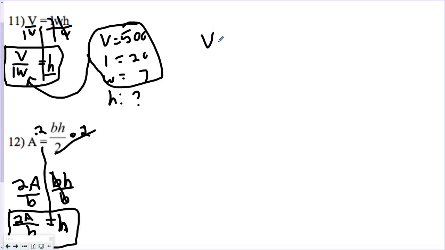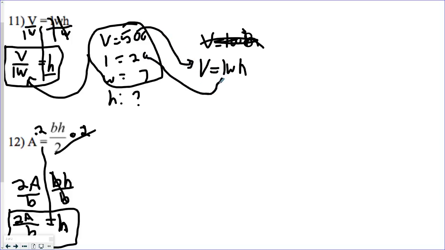Whereas if I had the formula I started with, I would plug in, whoops, that's an H there. My bad. Let me see if I can't do that better. V equals L W H. There we go. If I want to use this formula instead, I have to plug in 500 for V, I plug in 20 for L, I plug in 7 for W, and then I have to resolve this for H every single time I change V, L, or W.